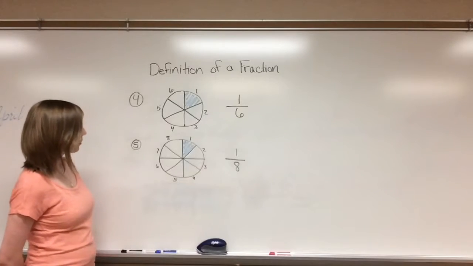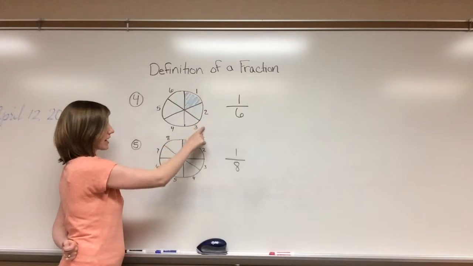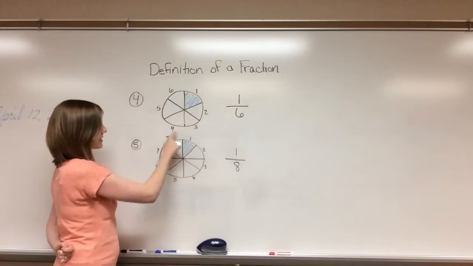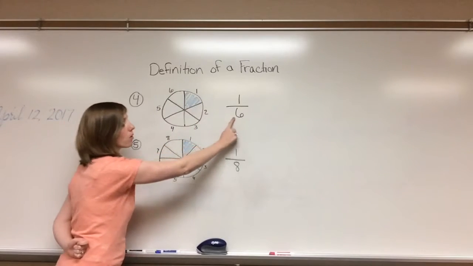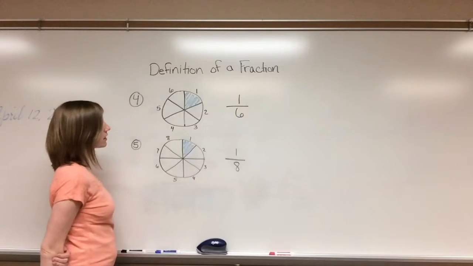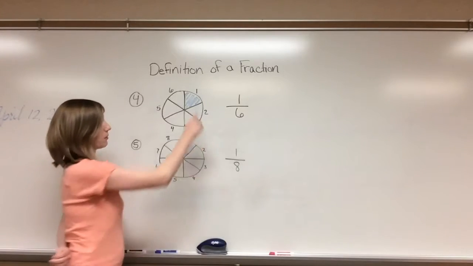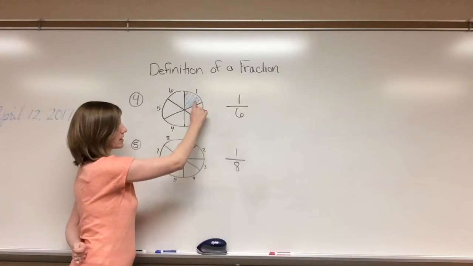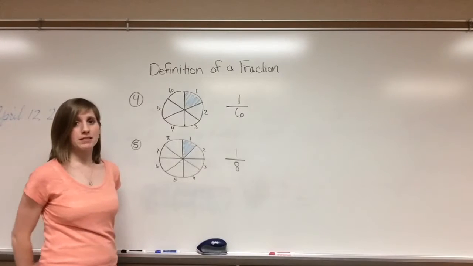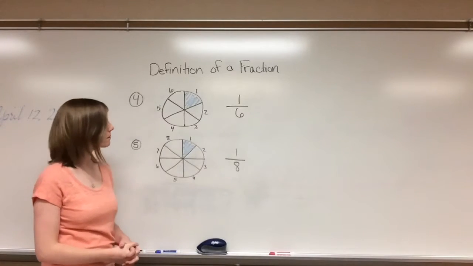For problem number 4, we have our circle. The first thing I did was went around and I counted how many pieces do I have all together. There were 6 pieces that I numbered, so my whole amount is 6. It takes 6 pieces to make the whole circle. After that, I counted how many shaded pieces there were. Well, we only have 1 shaded piece here at the top, so my part was 1. 1 out of the 6 pieces is shaded, so our fraction is 1/6 for problem number 4.